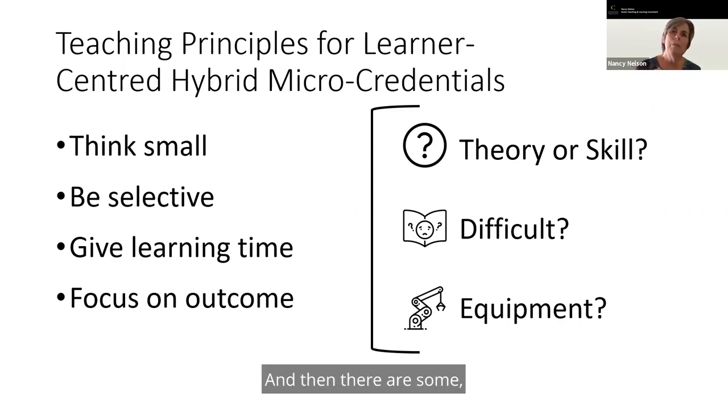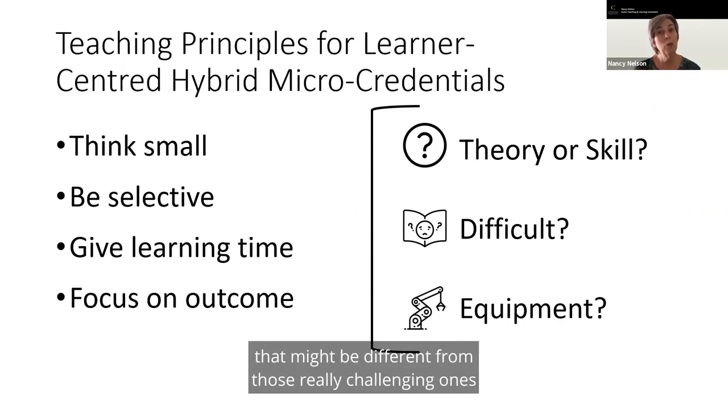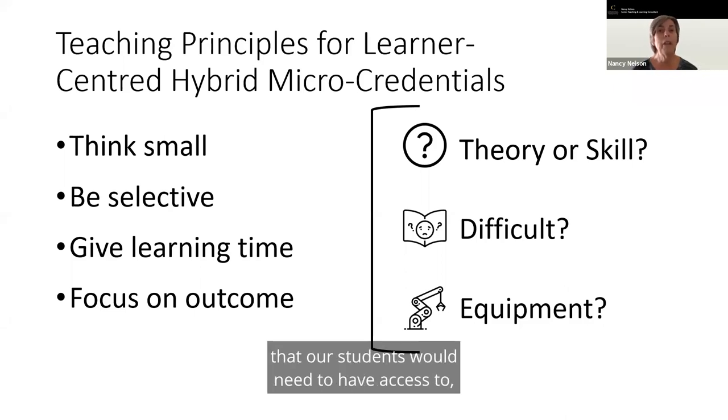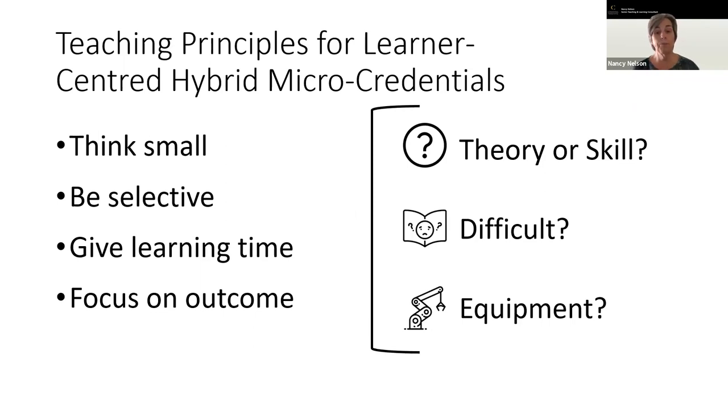And then there are some really important concepts or key concepts that might be different from those really challenging ones that we need to make sure that we're paying particular attention to as we start to think about how we put these together. And then the obvious: are there any special pieces of equipment that our students would need to have access to in order to determine what would go into which aspect of that hybrid world?